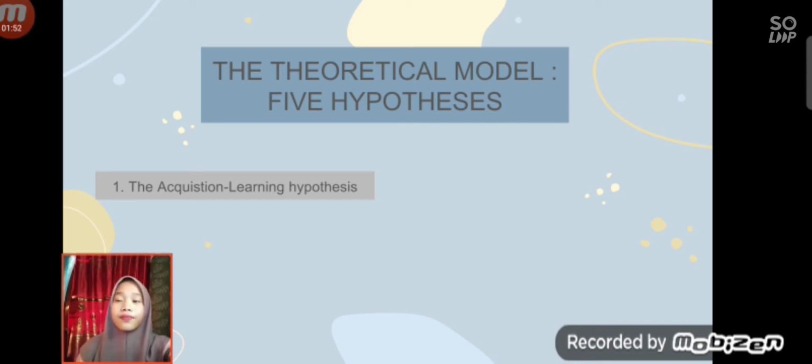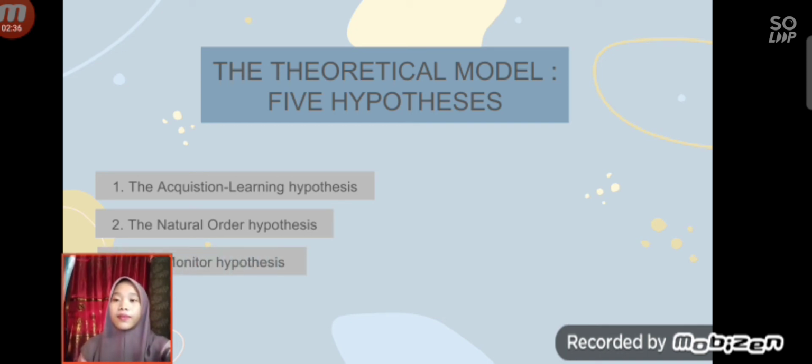The second, the natural order hypothesis. The natural order hypothesis is the idea that children learning the first language acquire grammar structures in a predetermined natural order, and that some are acquired earlier than others. This idea has been extended to account for second language acquisition in Krashen's theory of language acquisition.